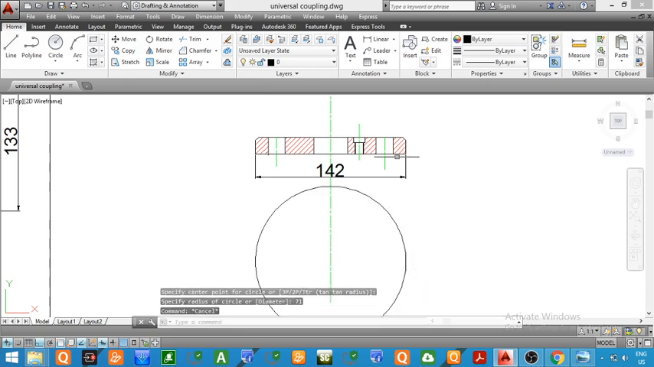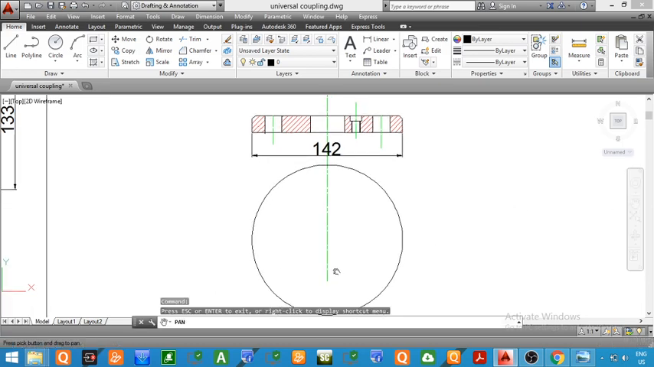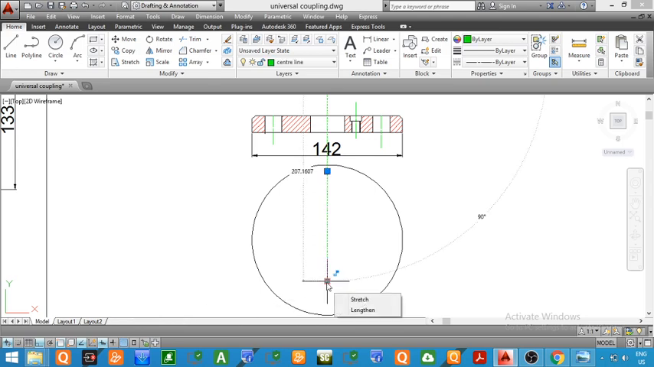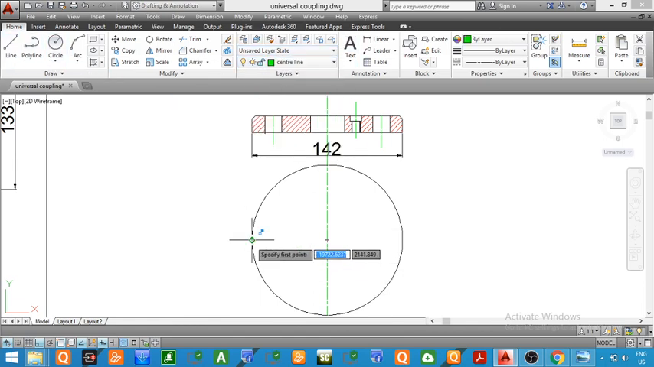So this is the top view of the first part, the outer diameter. This outer diameter is drawn in the top view as a circle. Now I will extend this center line a little below. After drawing the vertical center line, now we will draw the horizontal center line. So you can see now I am drawing the horizontal center line.